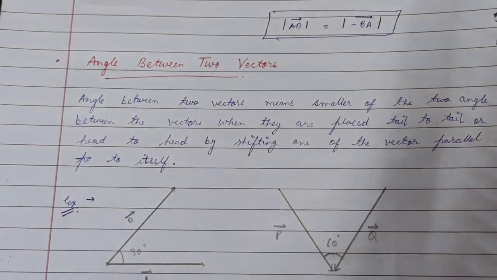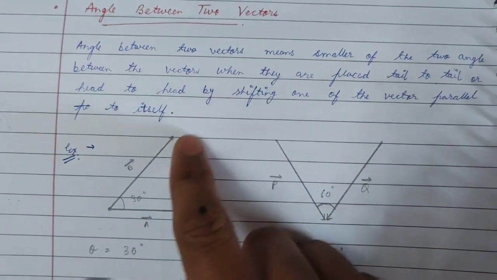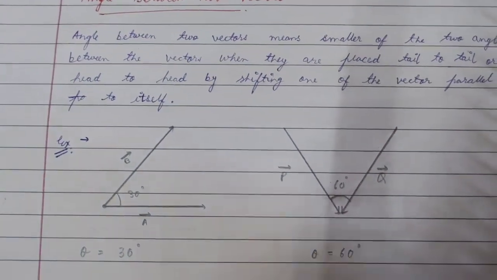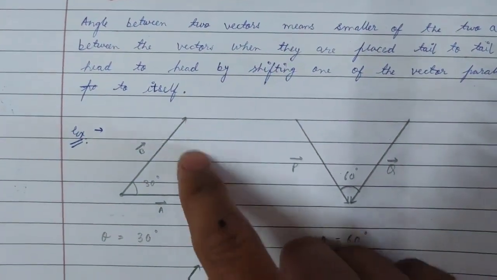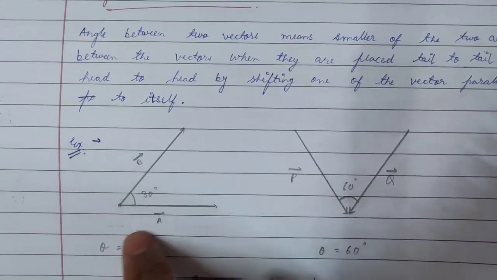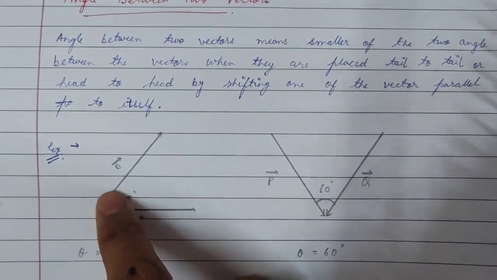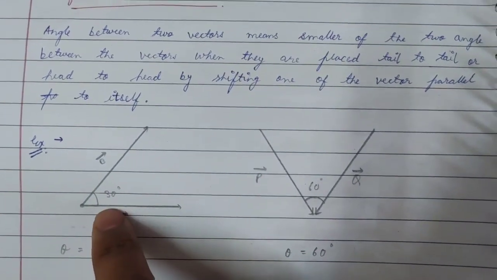Here there are two vectors, vector A and vector B, and the given angle between them is 30 degrees. Let's see whether the statement is satisfied or not. See, head to head of the vectors are not connected to each other, but the tails of both the vectors are connected to each other. So the angle given between them is 30 degrees, so it is correct. So theta value will be 30 degrees.